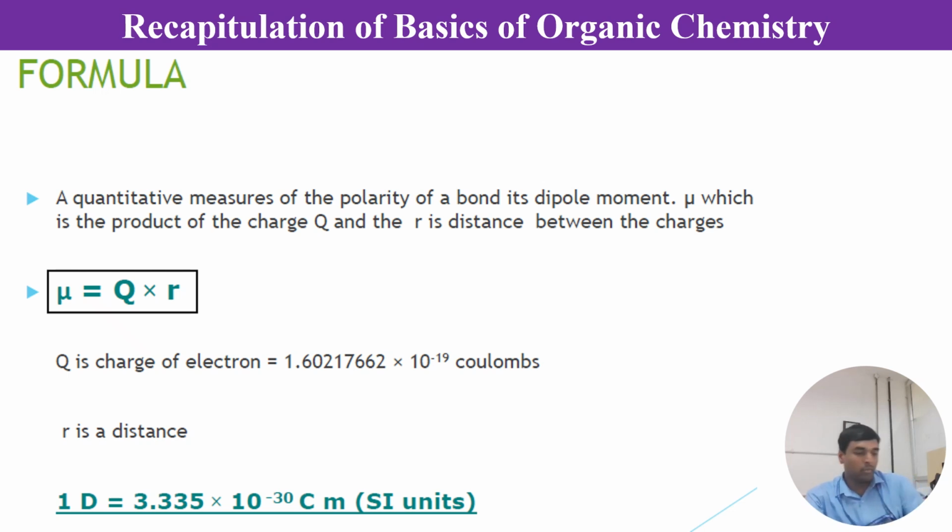Generally, dipole moment can theoretically be described as charge times distance. q is the charge of the electron, and r is the distance between the two charges, and that can be measured in coulomb-meter or Debye unit.